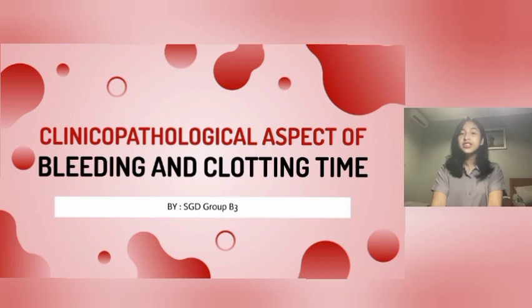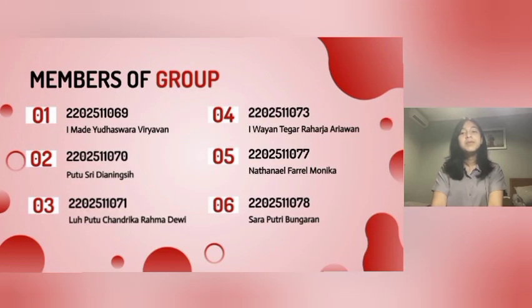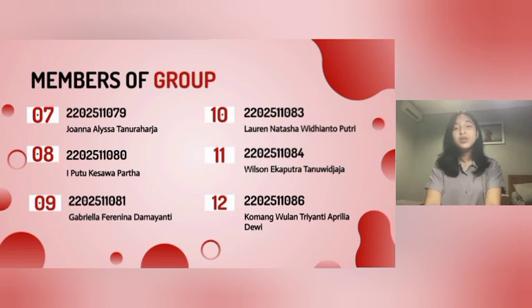On this blissful occasion, we from the small group discussion B3 group would like to present our student project entitled Clinicopathological Aspect of Bleeding and Clotting Time. But before moving forward to the next plan, let me introduce all members of this group, which is shown in the slide. Next. We will present our student project with three main chapters, which are Introduction, Literature Review, and Conclusion. For the first speaker, time is yours.